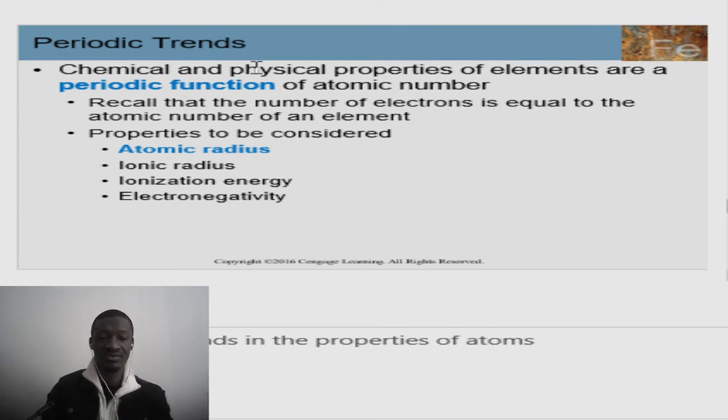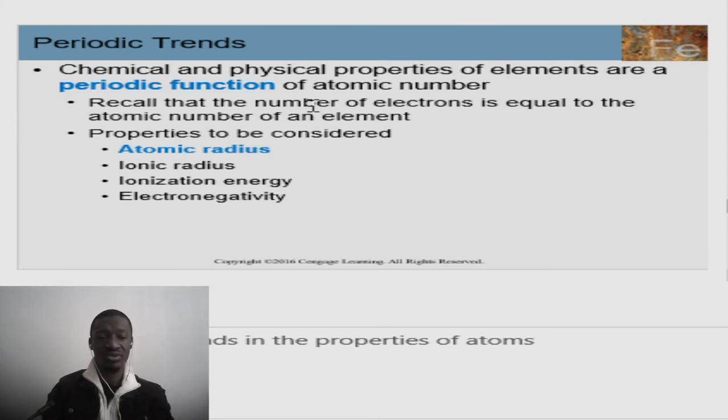So you have chemical and physical properties of the elements are a function, i.e. periodic function, of atomic number. So it's periodic function, very important. The two words together, remember, periodic and then function has to do with properties. So hence the atomic number is very indicative of periodic function, and the function tells us a lot about the physical and chemical properties of that particular element.